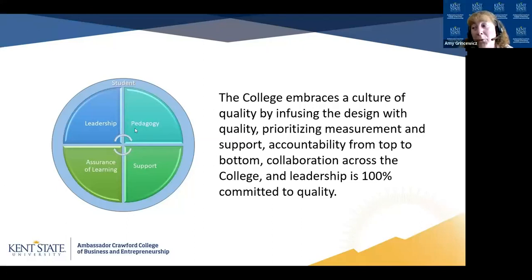And I hope you liked my quality pie, my quality assurance pie, because I was so excited when I came up with it. You know, I was telling the associate dean about the pie and he did the same thing. He's like, now I want pie.